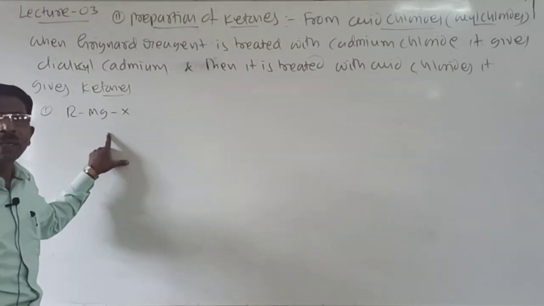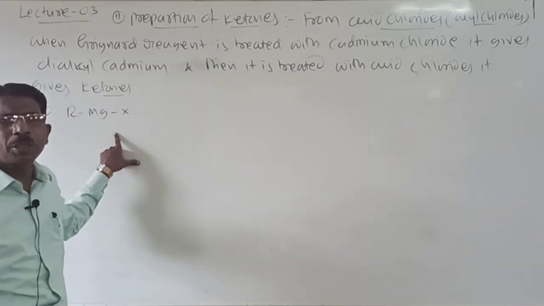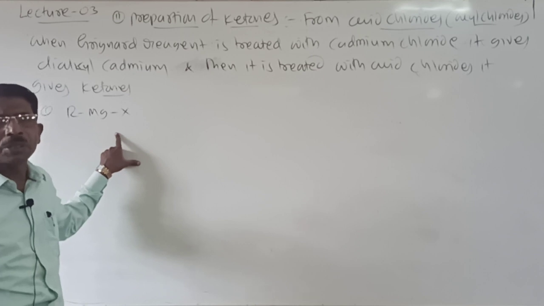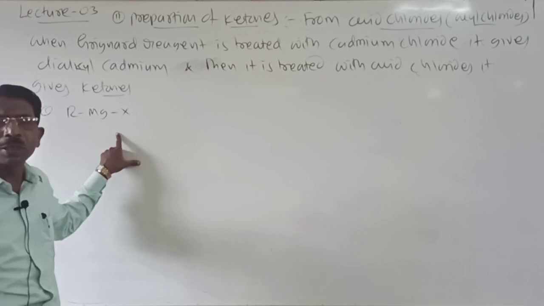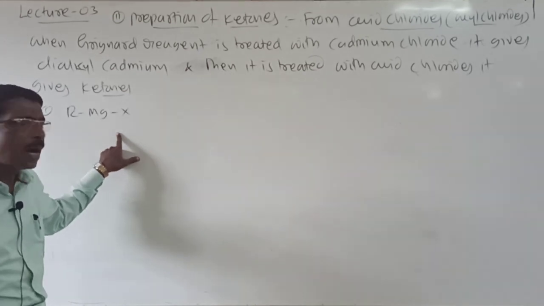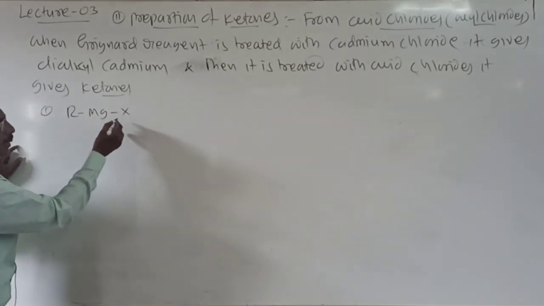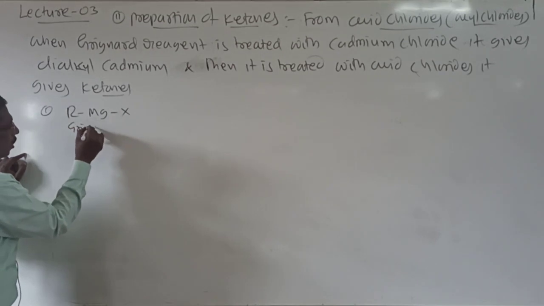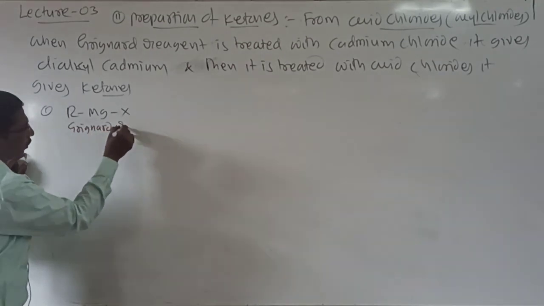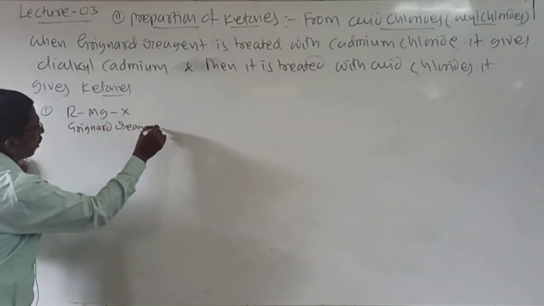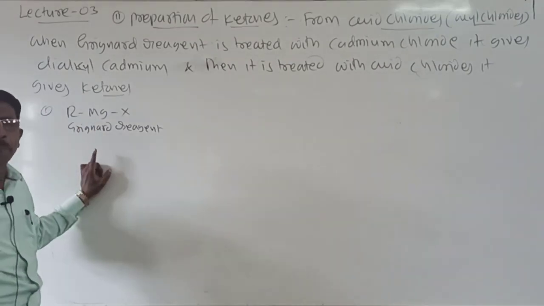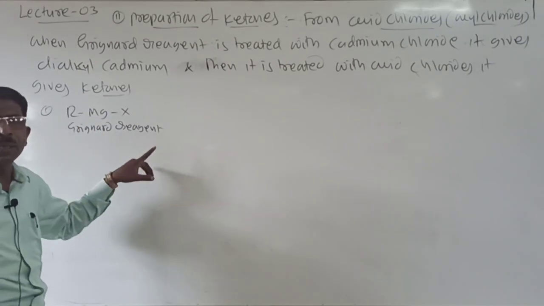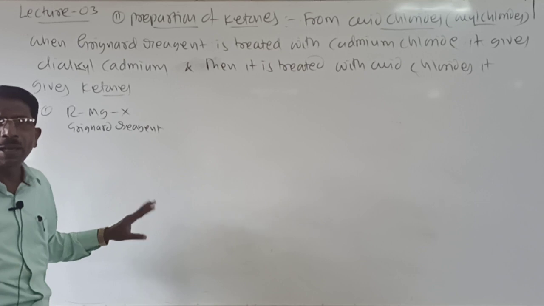RMgX. So what is this RMgX? As we already studied in the first topic of organic chemistry, that is haloalkanes and haloarenes, RMgX, alkyl magnesium halide, is called Grignard's reagent. Grignard reagent RMgX. Methyl magnesium halide, phenyl magnesium halide, maybe chloride, bromide or iodide.